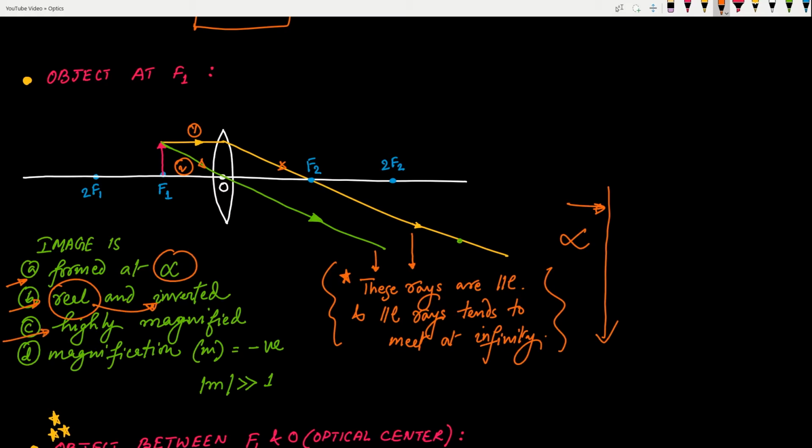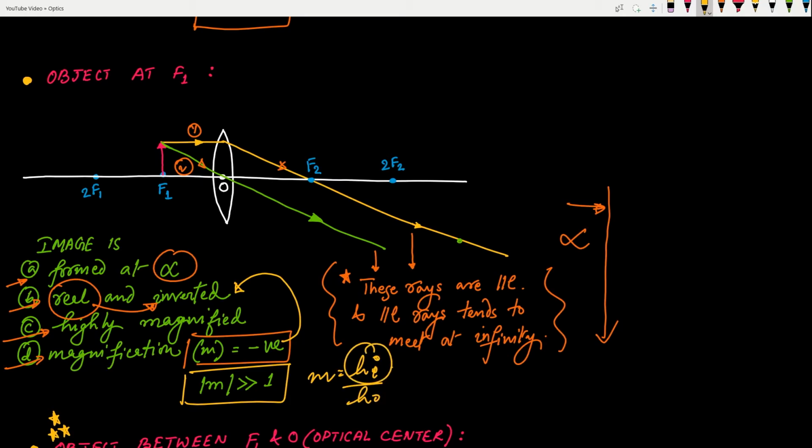Number 3. Now the third point is magnification. As you can see, the image will be highly magnified. And our fourth point is that the magnification will be negative. Why will it be negative? The simple answer is it will be negative because the image produced is inverted. Simple as that. And modulus of m will be very much greater than 1 because the image produced is very much magnified compared to the object. Because we know m is equal to height of image divided by height of object. Now the height of image is very large, therefore the division will be very much greater than 1. I hope this is clear.